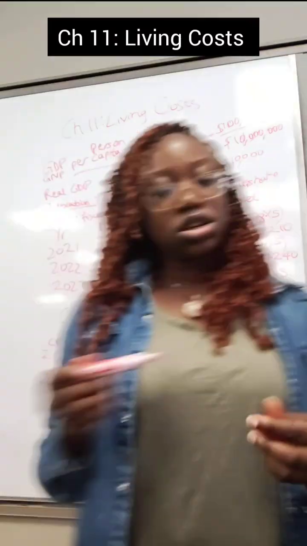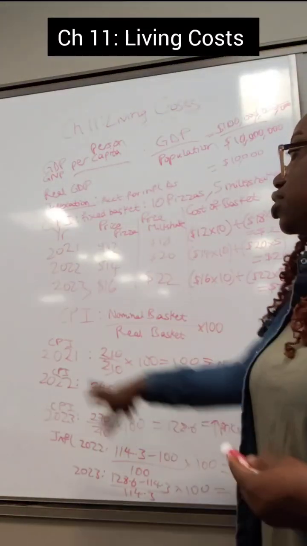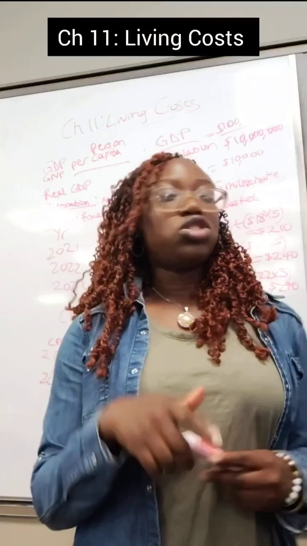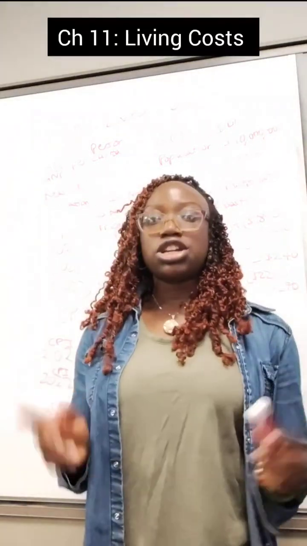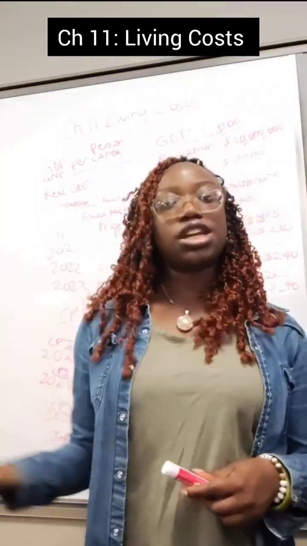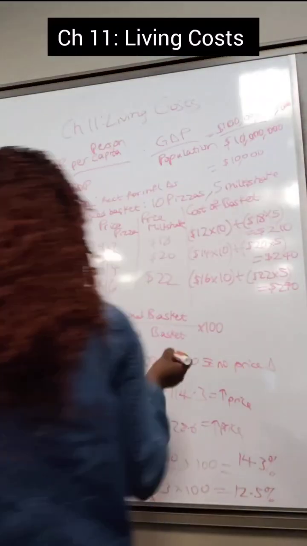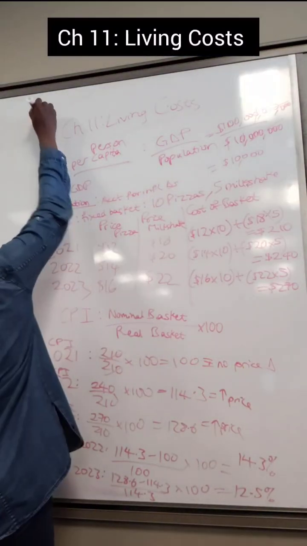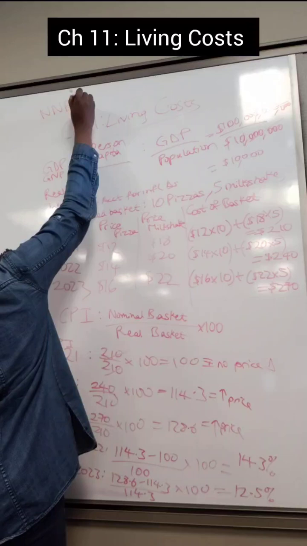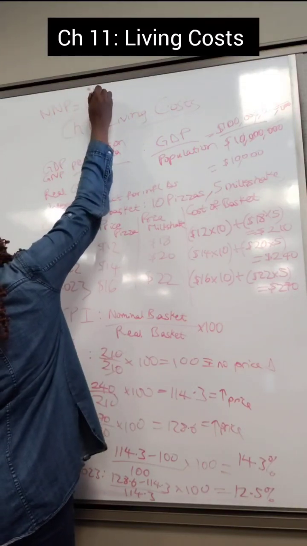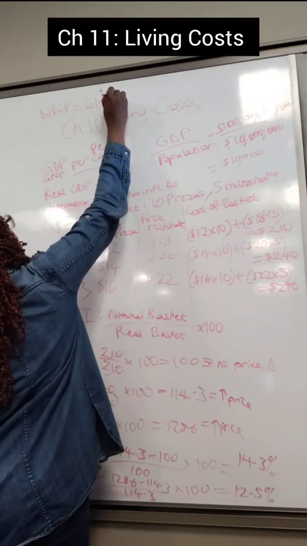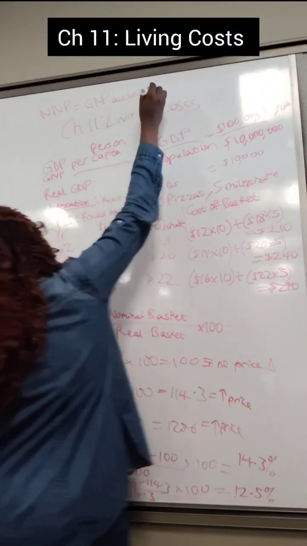So those are the two approaches to calculating inflation, using your CPI or your GDP deflator. There is also something called net national product. You know how we talked about GDP and GNP. The net national product is GNP accounting for depreciation.